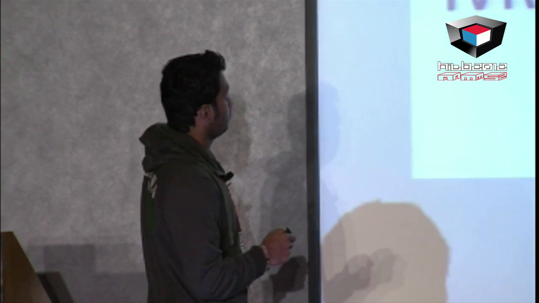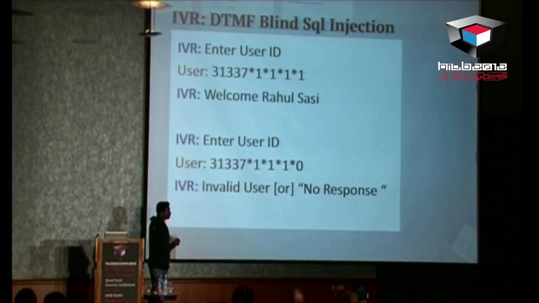Now we'll try to do the actual SQL injection. If we try the user ID star one star one star one, it becomes this value itself, right? When you're asked to enter the user ID on the phone, you just have to enter these values, and it becomes true because any value multiplied with one gives you the same value. So it greets me with Rahul Sasi. But if we enter the user ID followed by star zero, this makes the value zero, which means the user is not there in the database. It should give you an invalid user or no response. This way, it is possible to test an IVR application for SQL injection flaws.